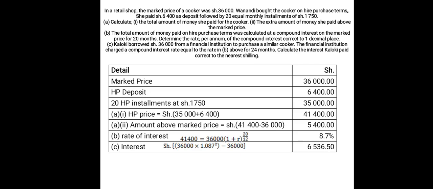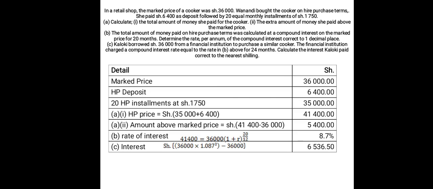In a retail shop, the marked price of a cooker is 36,000 shillings. Wanandi bought the cooker on hire purchase terms. She paid 6,400 shillings as deposit, followed by 20 equal monthly installments of 1,750. Calculate 1. The total amount of money she paid for the cooker. 2. The extra amount of money she paid above the marked price.